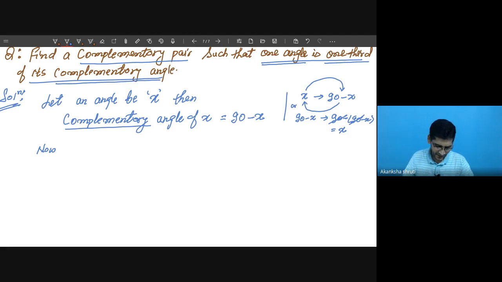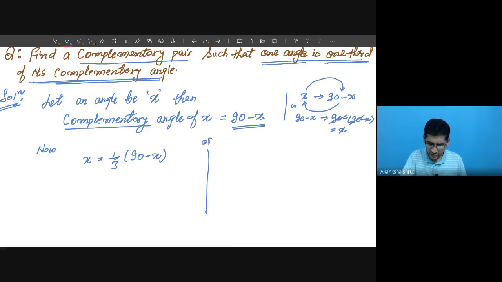Okay? So here it is given that one angle is 1/3 of its complementary angle. So you are free to consider this one angle as x. This is equal to how much? 1/3 of its complementary angle. So this x is equal to 1/3 of, what is the complementary angle of x? That we have written here. It is our 90 minus x. Okay, it is so simple.